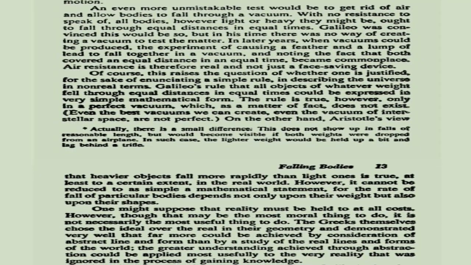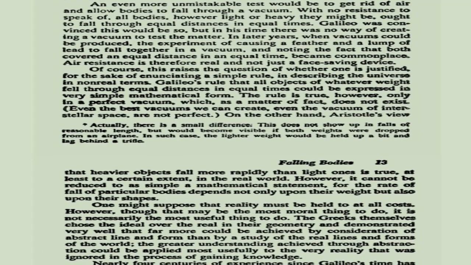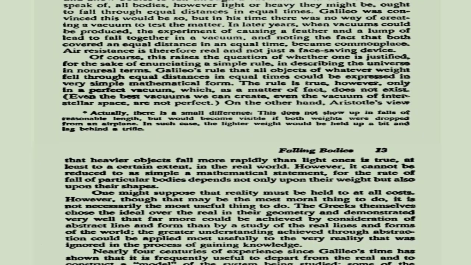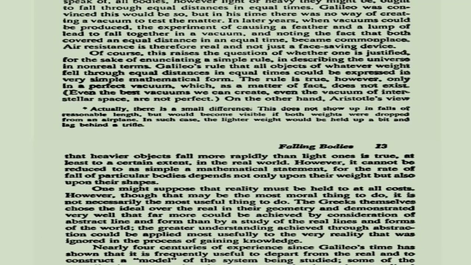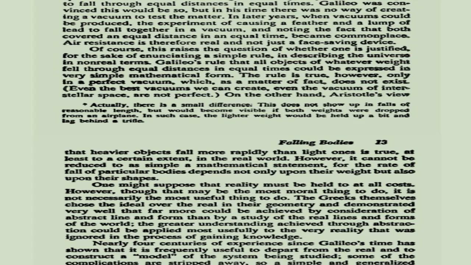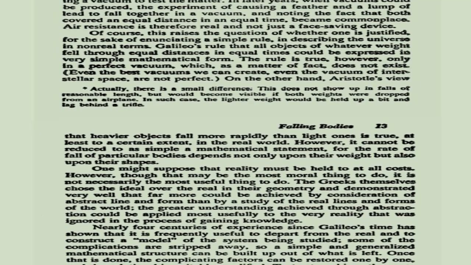One might suppose that reality must be held to at all costs. However, though that may be the most moral thing to do, it is not necessarily the most useful thing to do. The Greeks themselves chose the ideal over the real in their geometry, and demonstrated very well that far more could be achieved by consideration of abstract line and form than by a study of the real lines and form of the world. The greater understanding achieved through abstraction could be applied most usefully to the very reality that was ignored in the process of gaining knowledge.